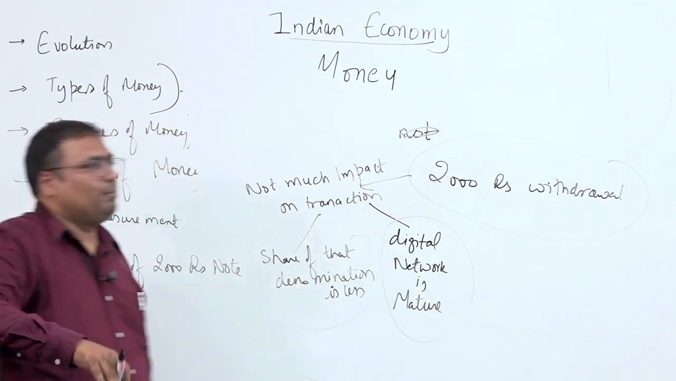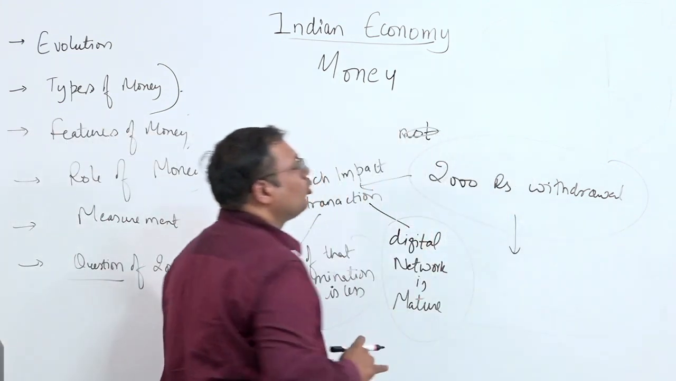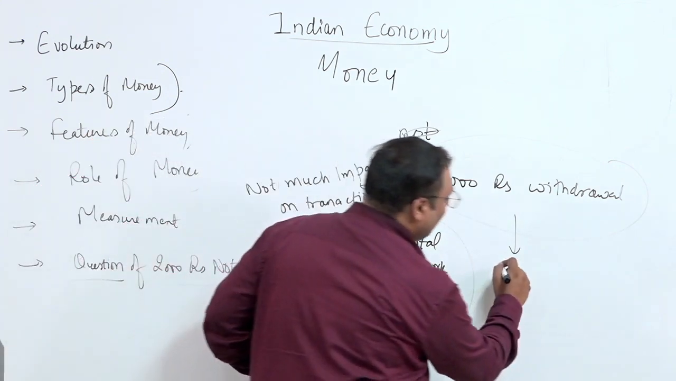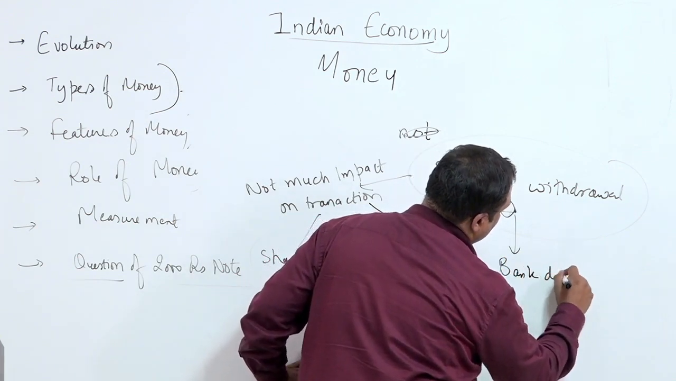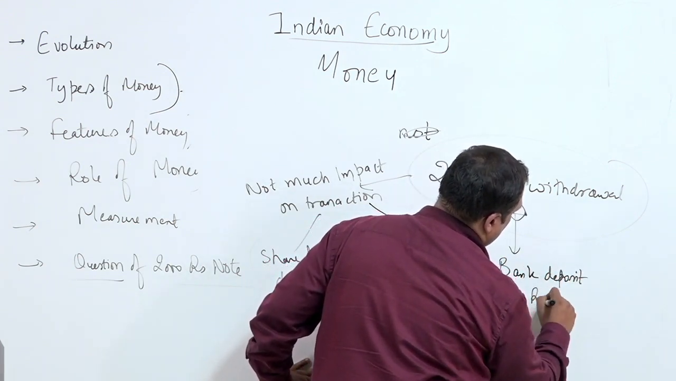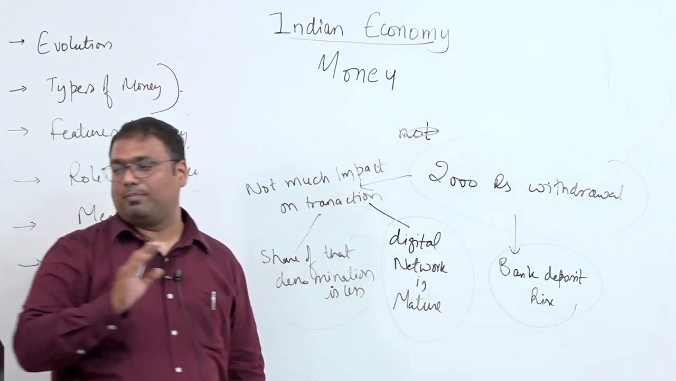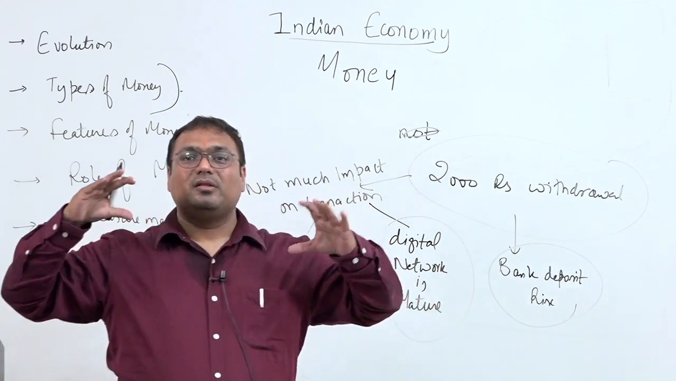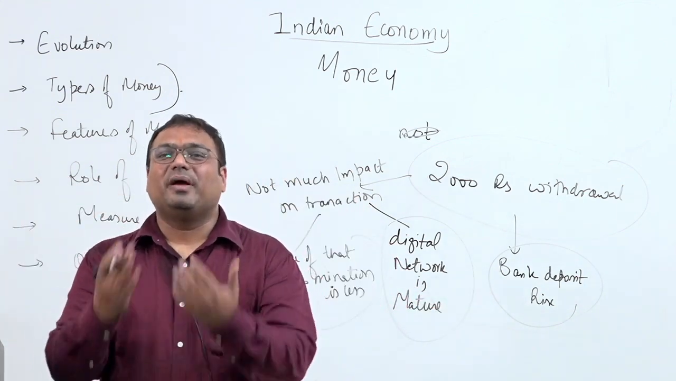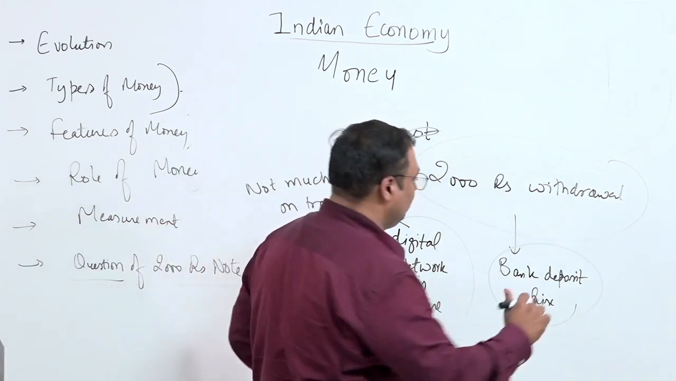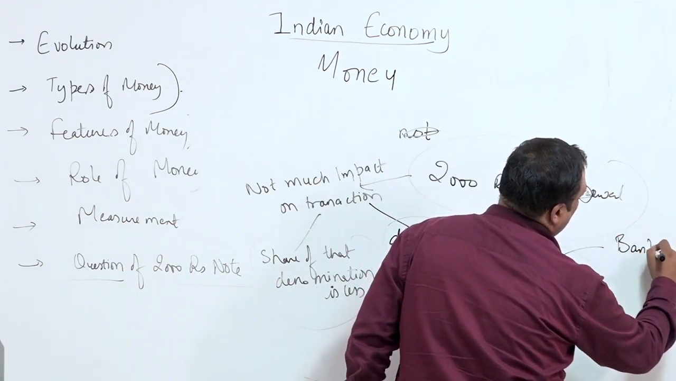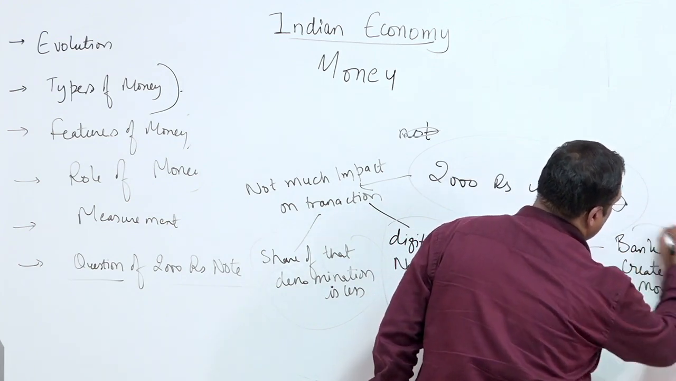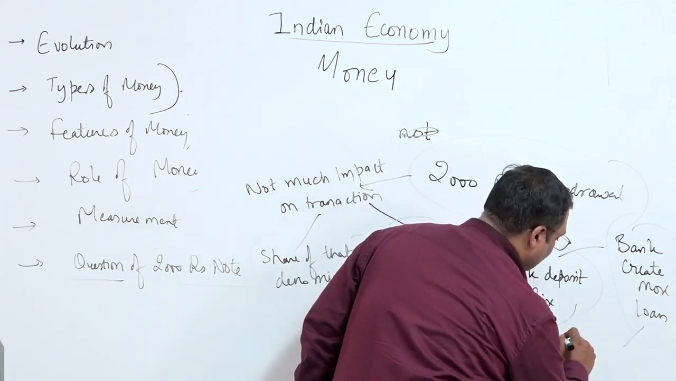Apart from this, what are the impacts? When there is withdrawal of 2000 rupee notes, what are people going to do? They are going to deposit money in the bank. So bank deposits rise. This is a big impact, and when bank deposits increase, what will happen? The banks will try to give out more loans. Banks create more loans, and that will reduce the interest rate.